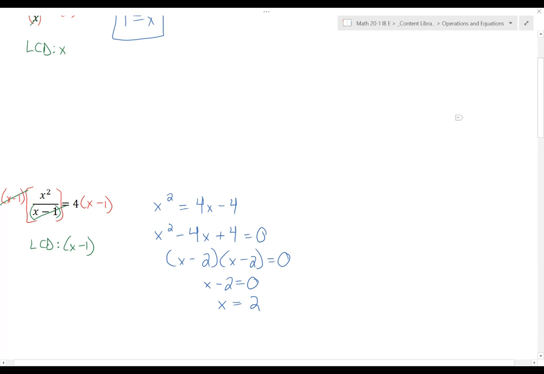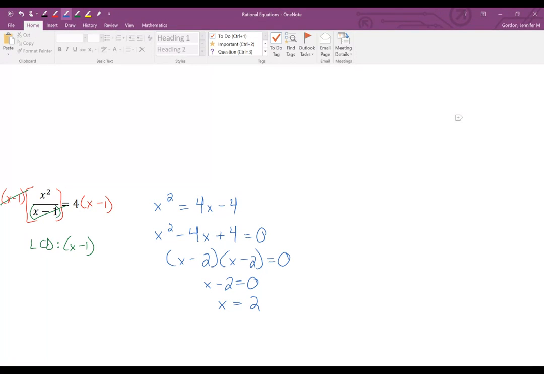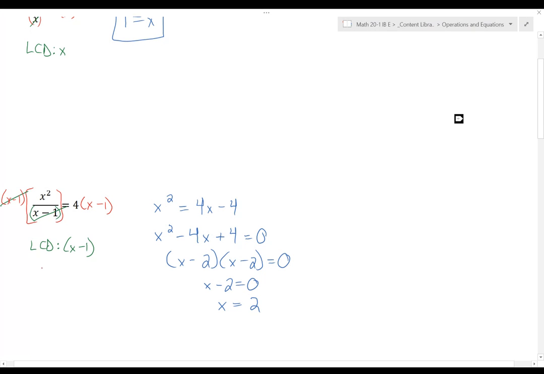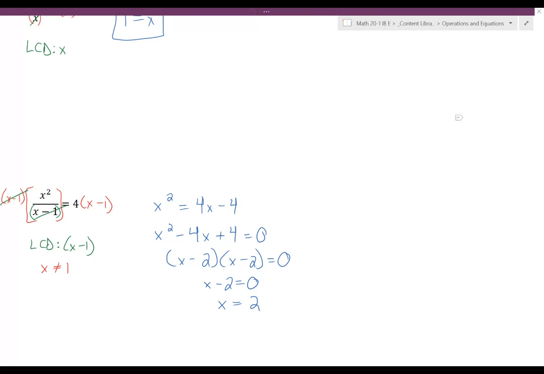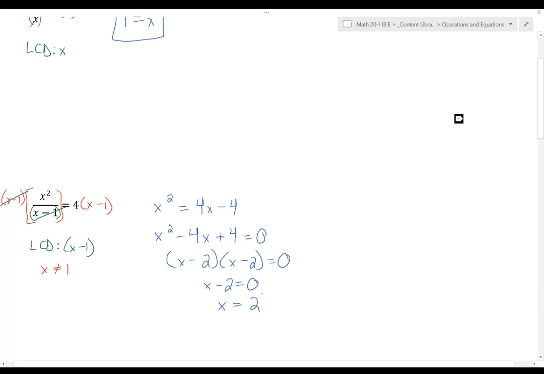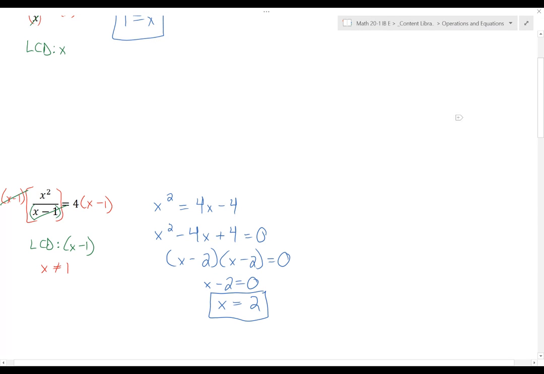Here's where I have to be aware of non-permissible values. So looking back to my original, I get x can't equal 1. Well, x equals 2 is not a problem, so that is my solution. It's not a terrible idea to double check that in the original equation. So if I have 2 squared over 2 minus 1, well, that's 4 divided by 1, which is 4, which is what I wanted. So this works.